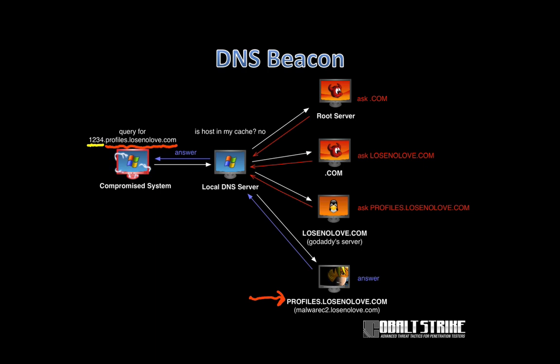Okay? And when our DNS beacon tries to make this kind of a lookup, the thing it's most likely to do, or I should say really this is up to the compromised system, so the thing the compromised system is most likely to do is what is called a recursive query. And a recursive query is where the local system says, I don't know what this host is, it's not in my cache, let me consult another server that I'm configured to ask. So it contacts its local DNS server and says, local DNS server, do you know the response or value of 1234.profiles.losenolove.com?